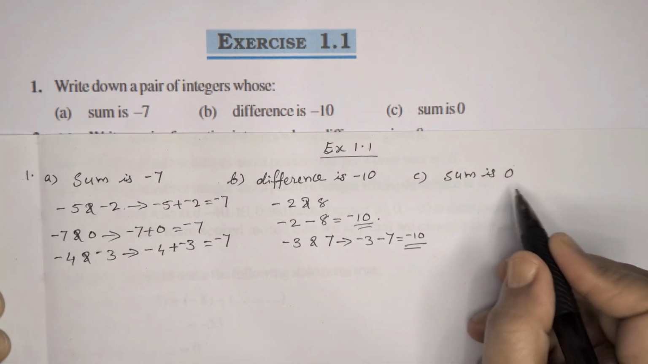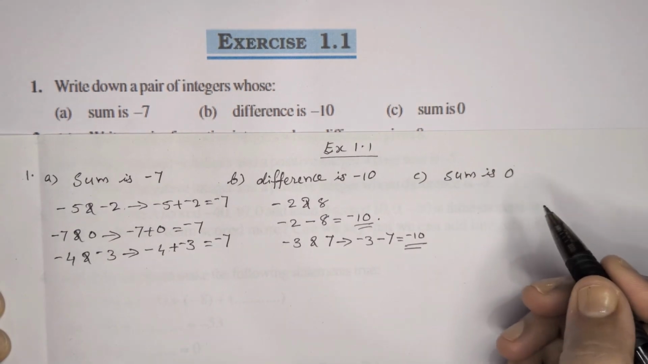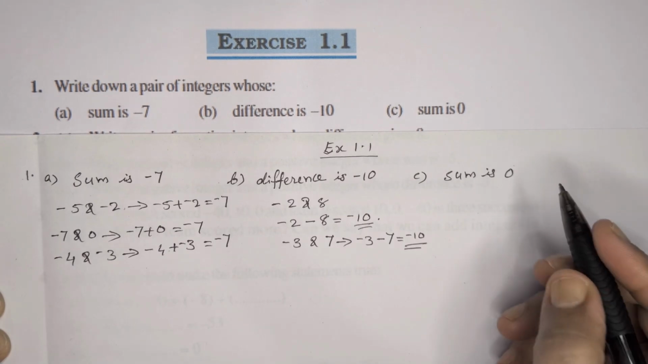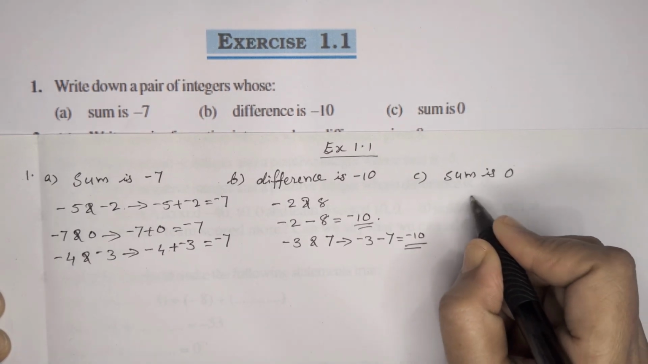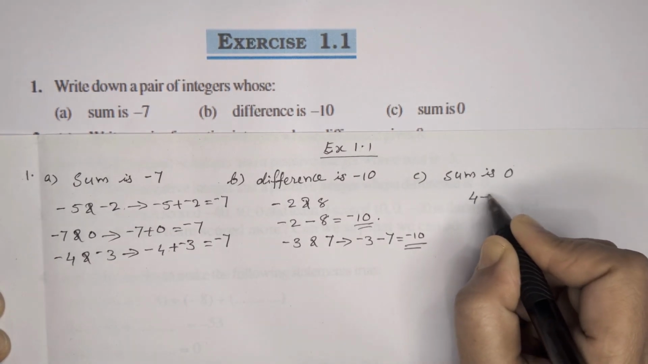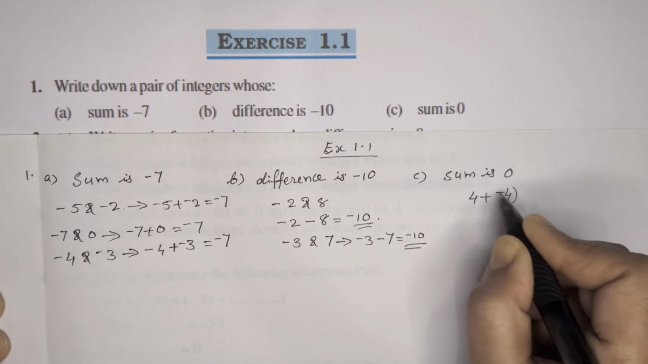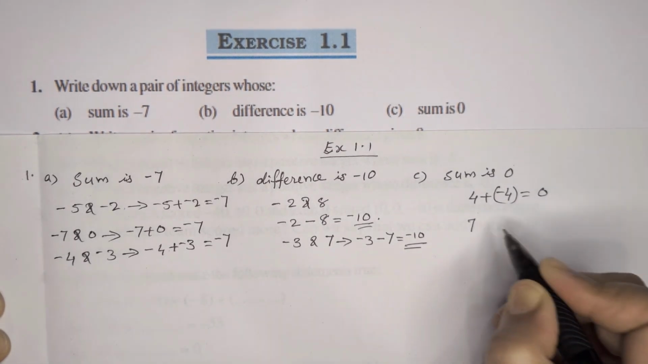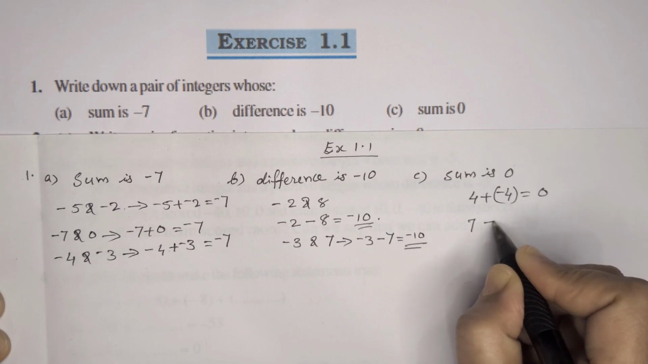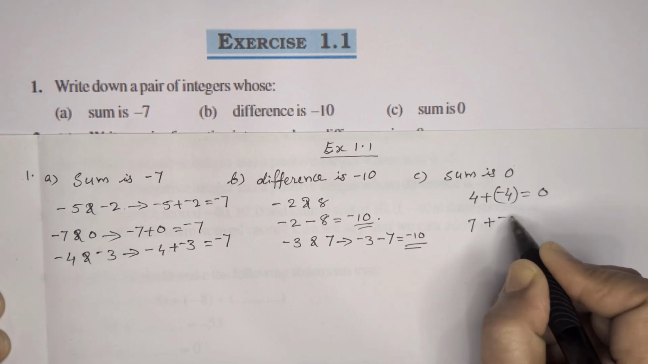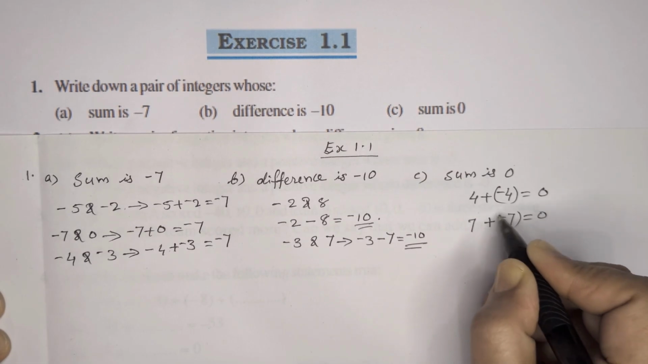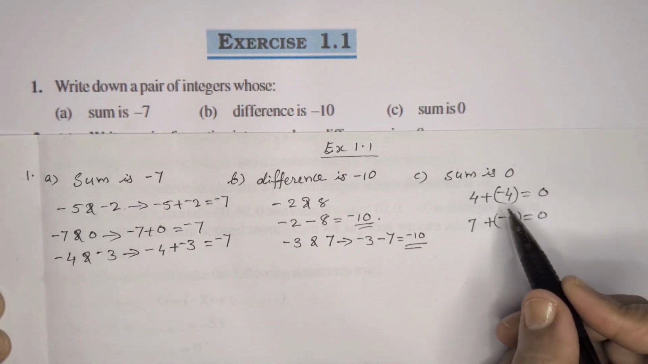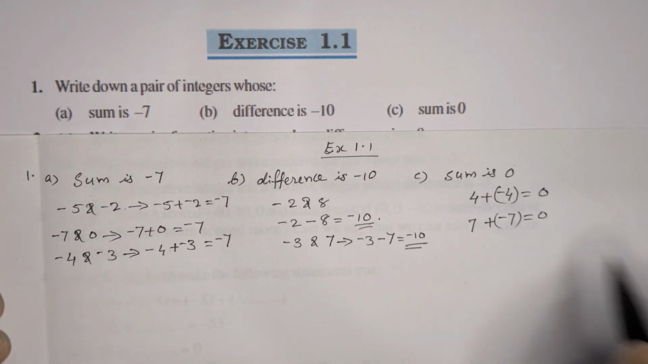Now C, sum is 0. So any number with the opposite sign, one is positive, one is negative, we will get the sum as 0. If we are taking 4 and minus 4, sum is 0. We are taking 7 and minus 7. So the sum of 7 and minus 7, that also is 0. So any integer, if one is positive and the other one is negative, then the sum will become 0.